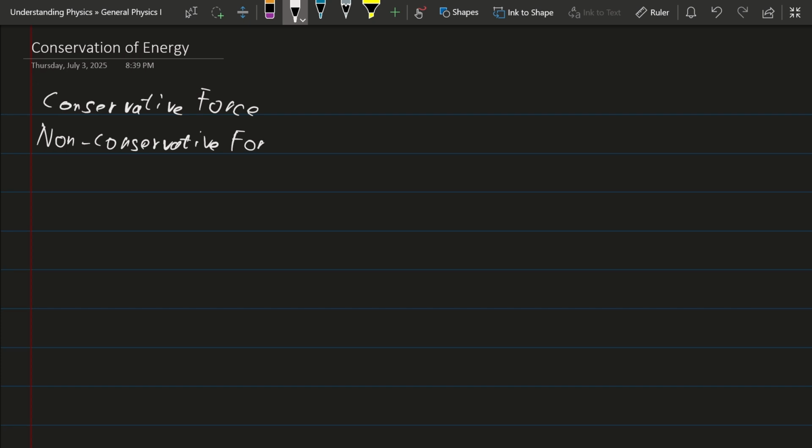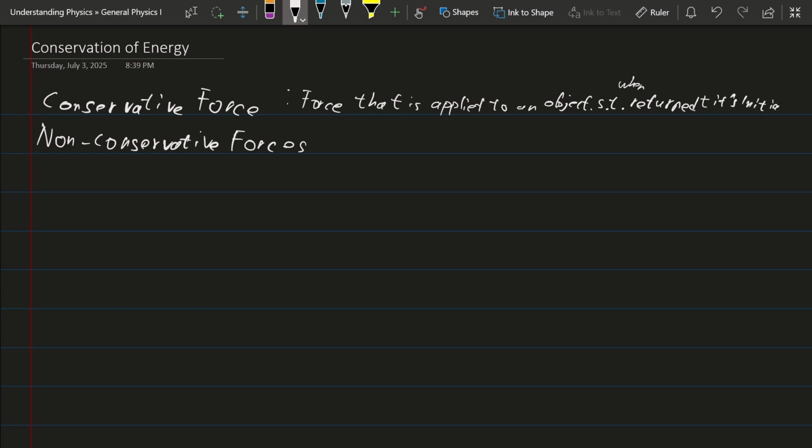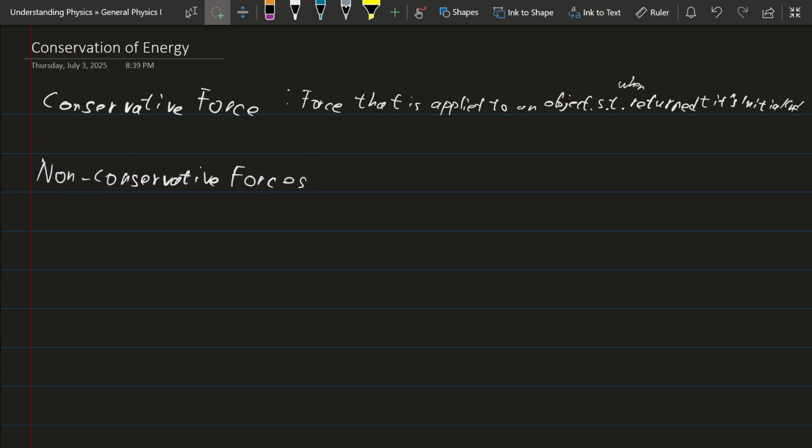So what do these forces mean? Basically, a conservative force is a force that is applied to an object such that when it is returned to its initial condition, the work equals 0. Basically, the sum of the work will be 0.